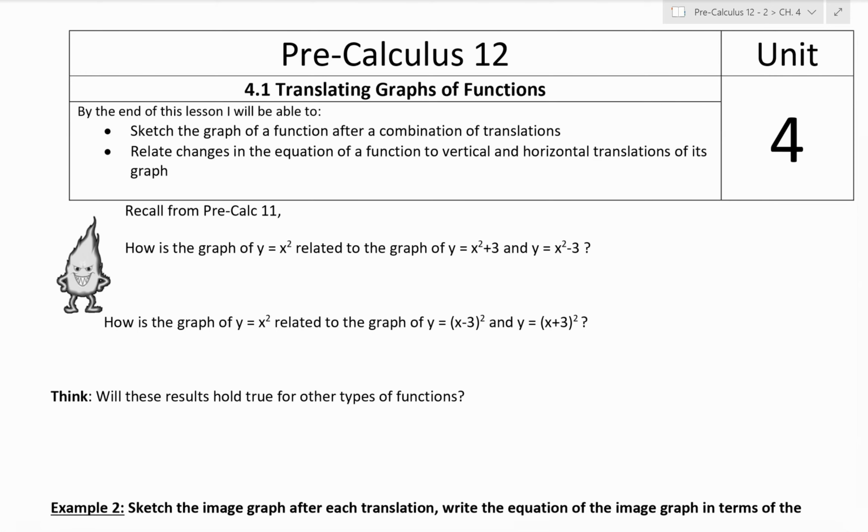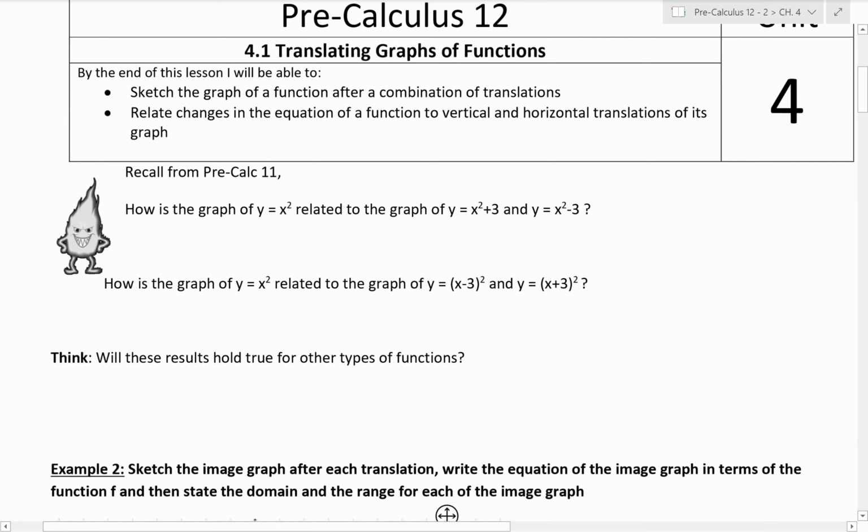So recall in Pre-Cal 11, we did a little bit of it. We actually did translation and expansion and compression of the quadratic functions. So we are going to apply the idea to other kinds of functions, okay? So here is the quadratic function that we've seen in Pre-Cal 11, y equals x squared. How is this graph related to x squared plus 3 and x squared minus 3? So hopefully you remember this.